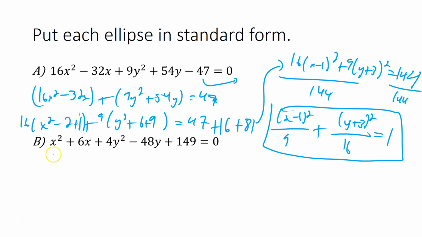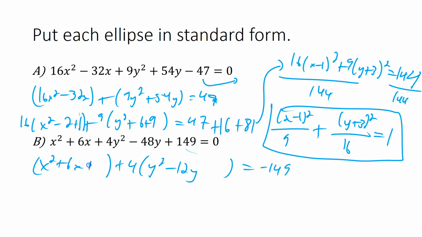All right, let's see how you did. I'm going to group the x's. So we got x squared plus 6x. Then I'm going to pull the 4 out of this part, so I have 4 times (y squared minus 12y). Leave a blank here because we're going to complete the square. Move the 149 to the other side, so I have -149.